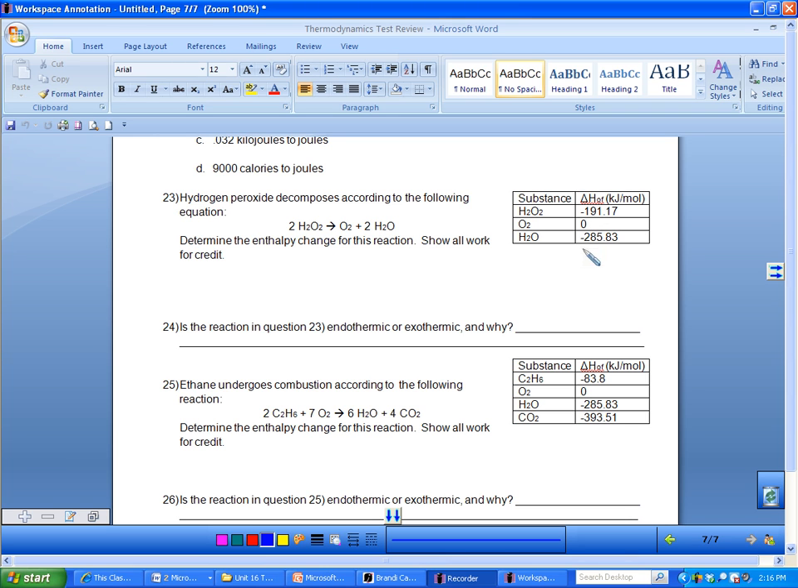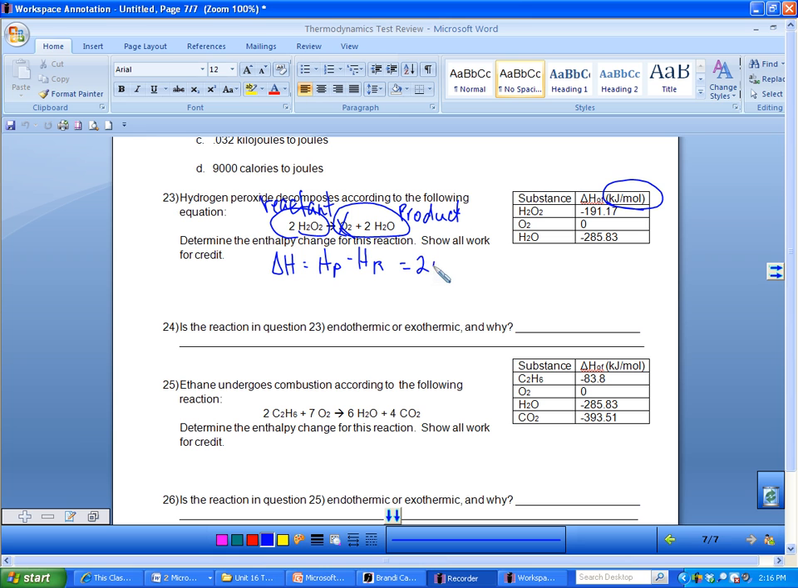Now, if I look at this enthalpy, delta H is the heat of the products minus the heat of the reactants. So we know that this is the product side, and this is the reactant side. Now, notice that this says kilojoules per mole. So if we have more than 1 mole, we've got to remember what to do. So the heat of the products, oxygen doesn't have anything to worry about.